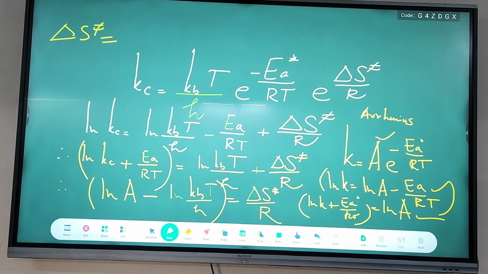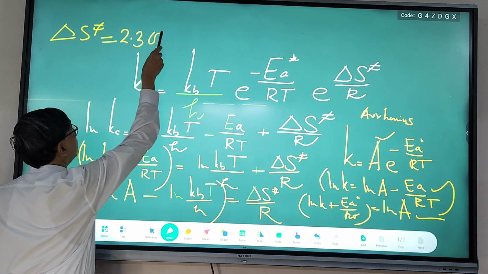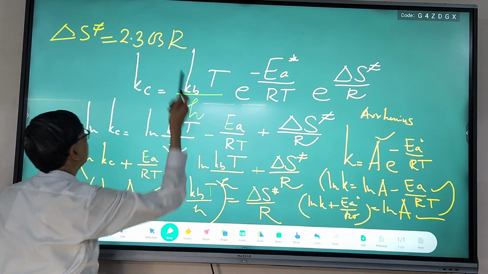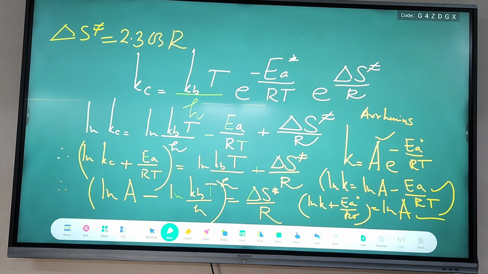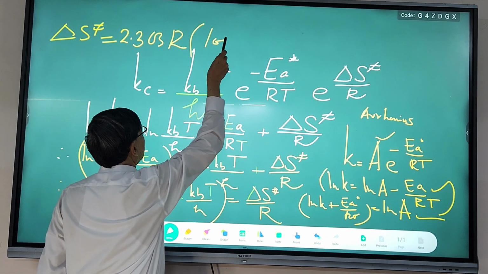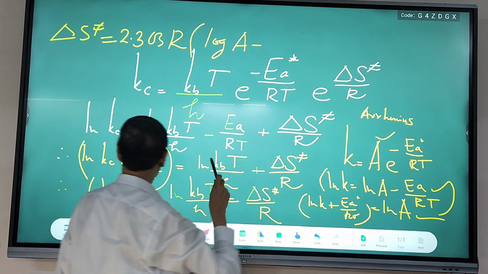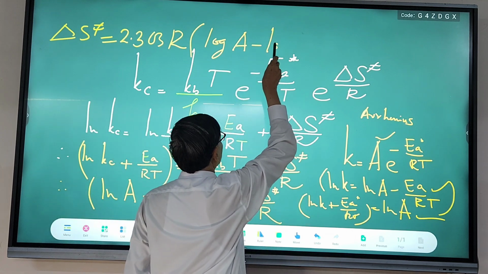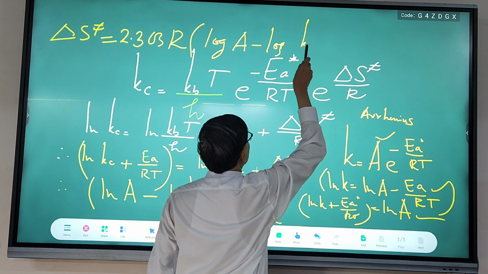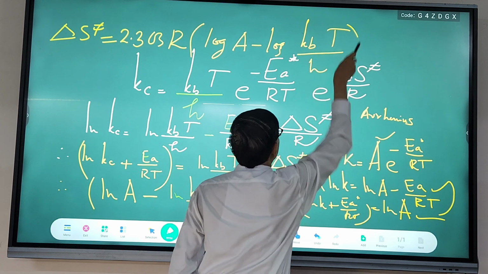If I just convert it into log form, it is delta S by 2.303 R. R may be 1.987 calorie per degree per mole, or even you can use the SI unit. This is equal to log of A minus log of K, Boltzmann constant, times absolute temperature by h.